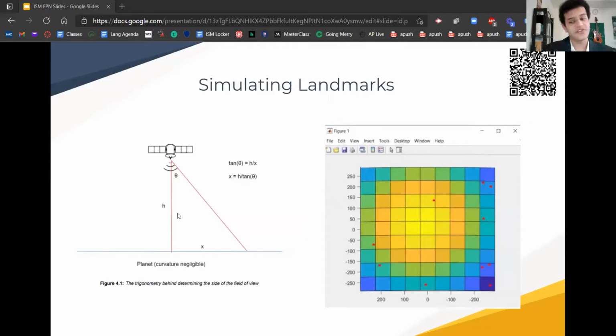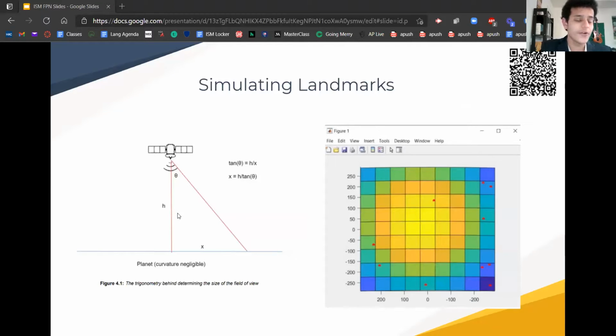Again, we need to remember though, we are still not done because this is a simulation, and like I said, we do not have live images. So what we need to do is simulate the landmarks. We are assuming we have this satellite on top of this planet surface, and over here, to make the trigonometry easier, I said that the curvature is negligible.